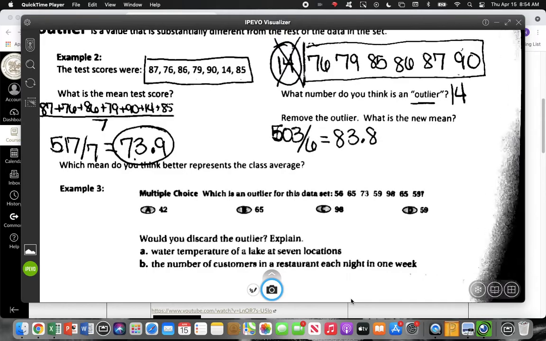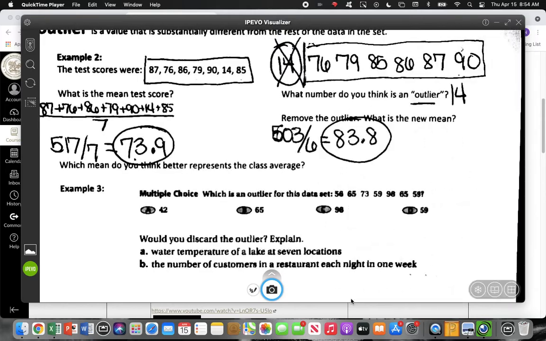So which one do you think is the better mean, or which one represents the class average better? The one with the outlier or the one where we took out the outlier? Sometimes taking out the outlier gives you a better representation. That's why being able to analyze data is so important, because if you can recognize those outliers, you can see that sometimes, maybe you're reading something in the news and they don't take out those outliers, so it makes the average look a little weird.